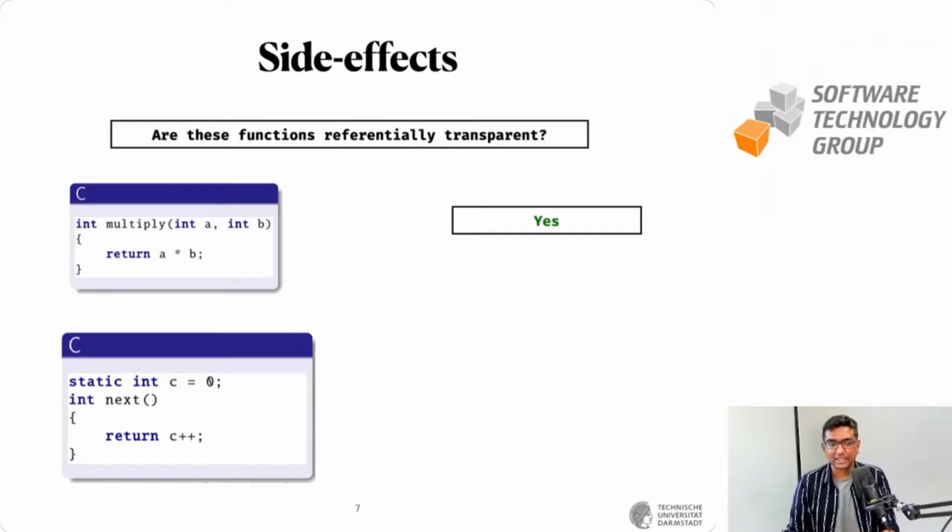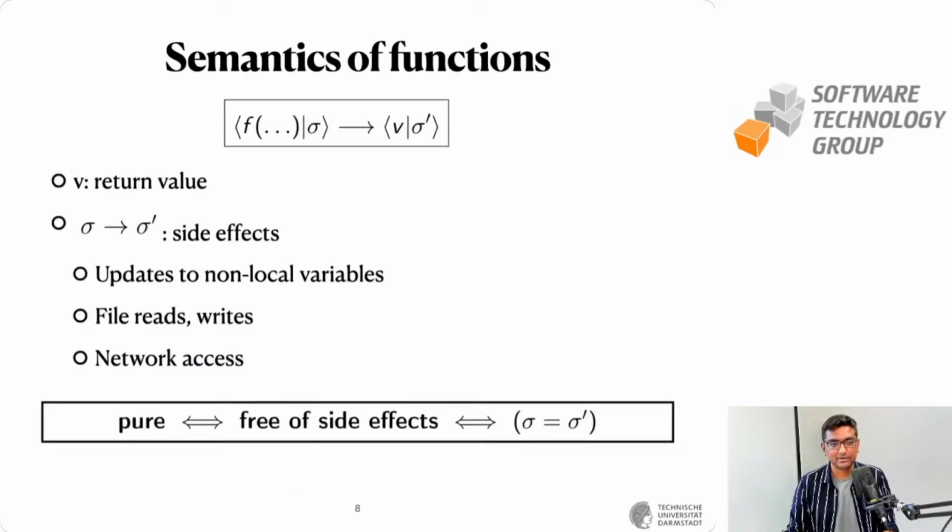But on the other hand, look at the function below, which essentially increments the value of c, which is not local to the function itself. It's a static variable that is defined outside the function. Every time you call next, the value of c changes. It is incremented by 1, and this means that this function below is not referentially transparent, meaning this function has side effects, right? Let's try to formalize this a bit based on the operational semantics that we saw before.